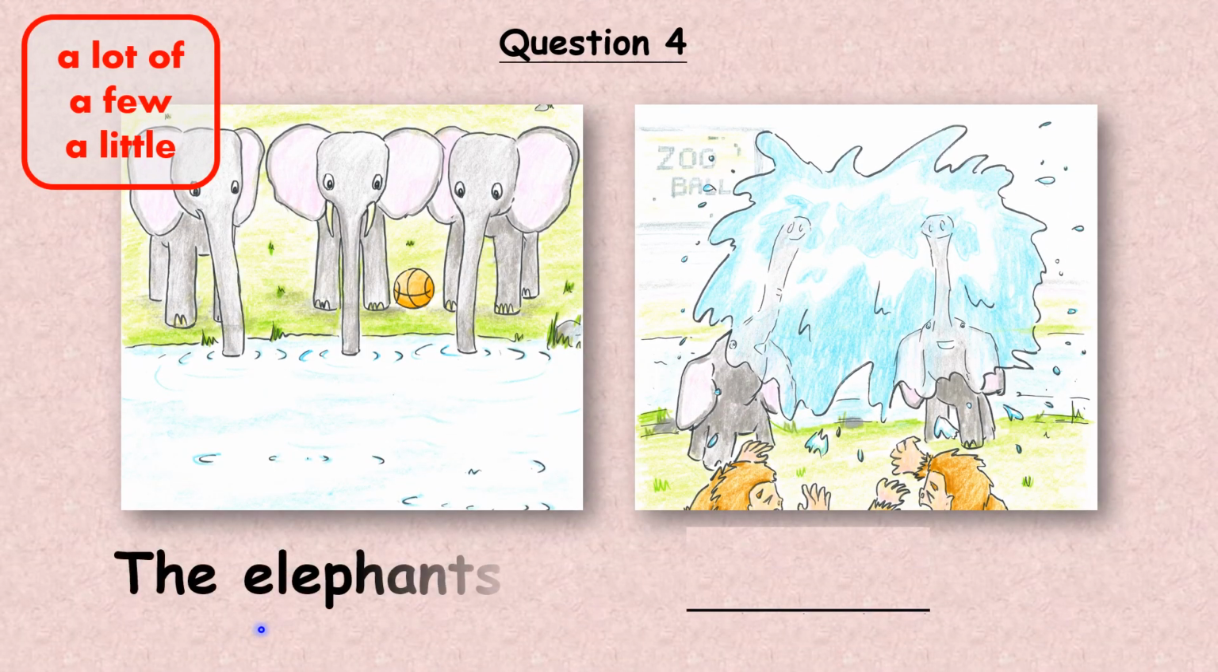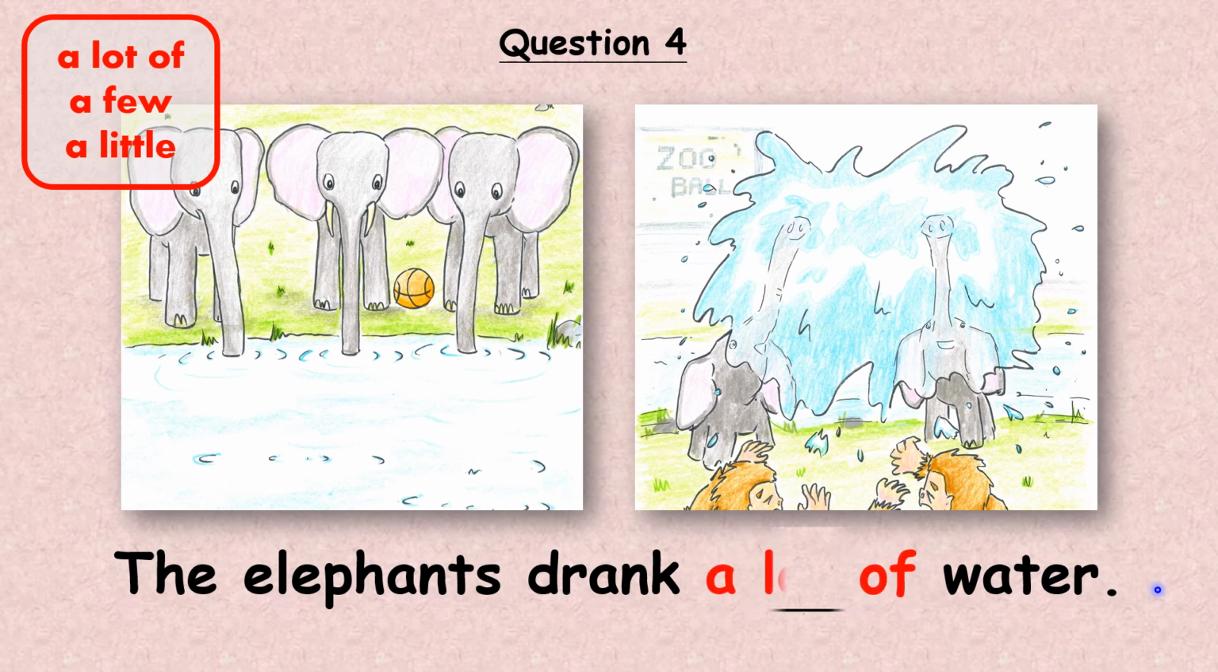Question 4. The elephants drank blank water. Here are the elephants drinking. Here is the water. What is the answer? A lot of. And it's uncountable because it's water. And there's so much water that's going to go on the monkeys. So we use a lot of. The elephants drank a lot of water.